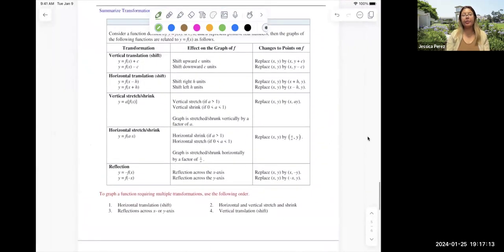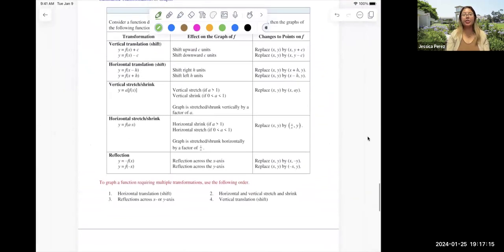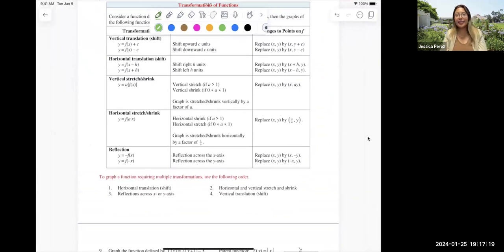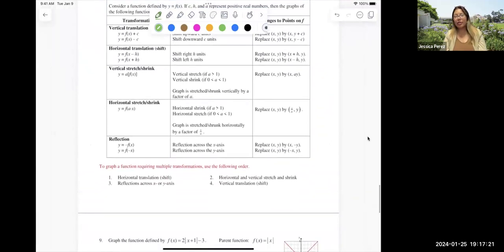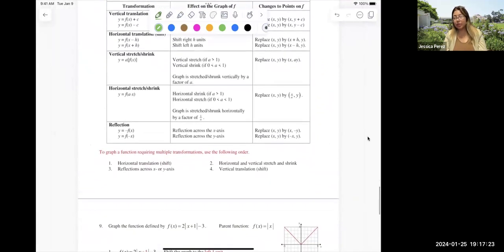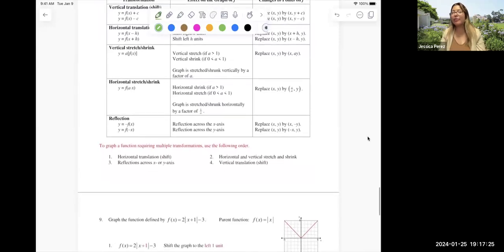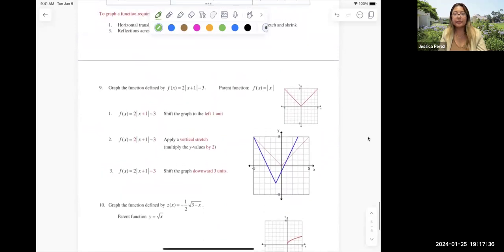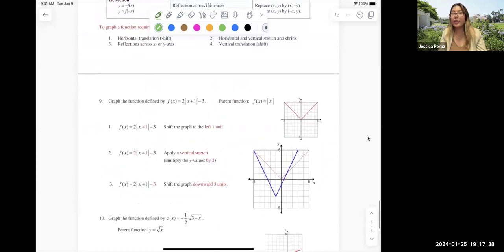And just being able to identify the vertical translation shifting upward, downward, to the left, to the right, vertically stretch or shrink, horizontal stretch or shrink, and then of course reflections. And guess what? When we look at our equations, it's actually going to be a mixture of everything. So we're going to go ahead and look at the last few pieces and discuss what's going on in each of them.